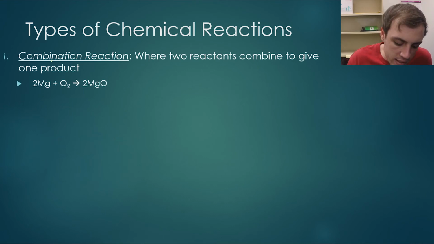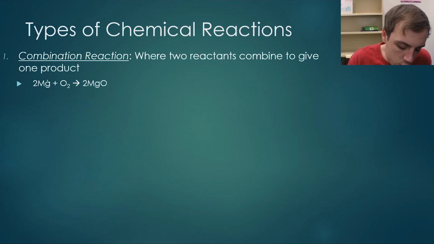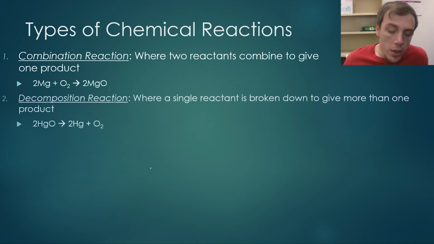So the first one is a combination reaction. This is where two reactants combine together to give one product. So we can see here we've got two magnesiums, two oxygens, and they combine together to form magnesium oxide. The next one is a decomposition reaction. A decomposition reaction is where a single reactant is broken down to give more than one product.